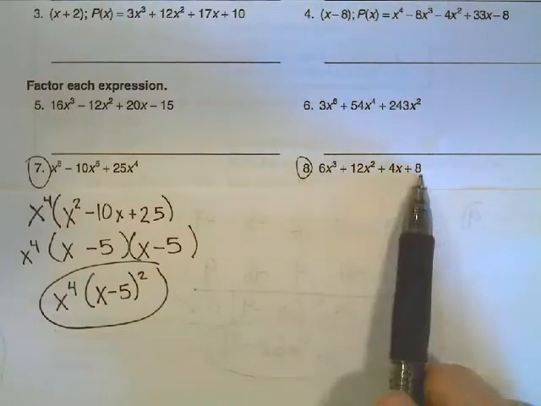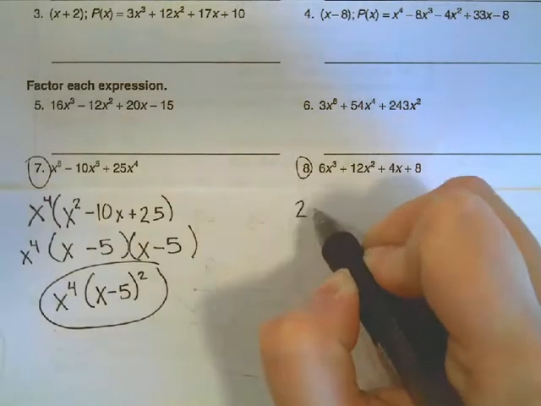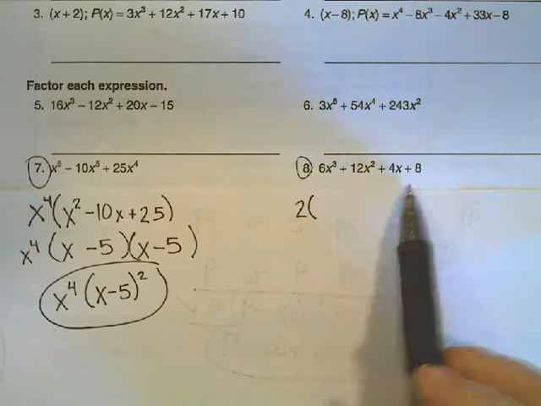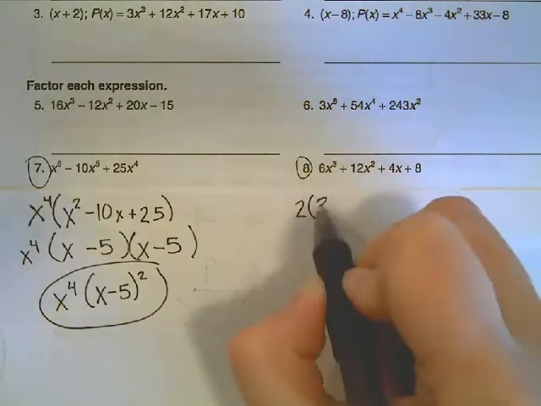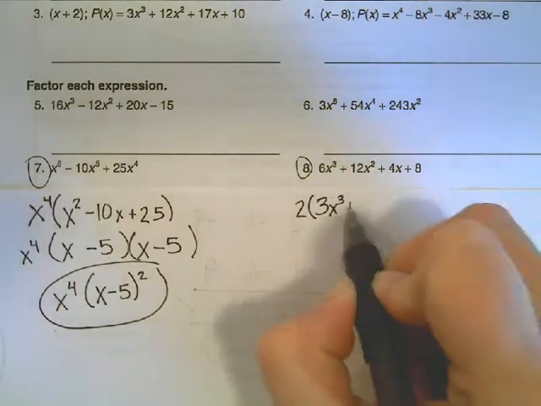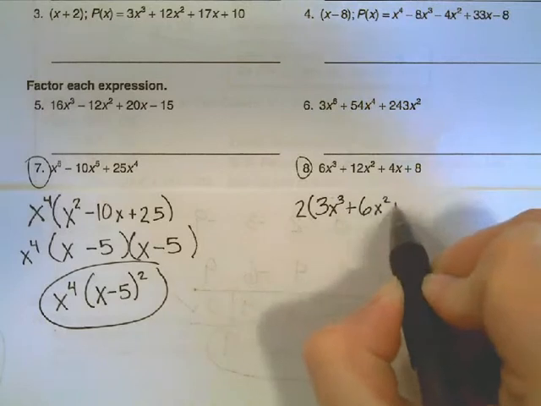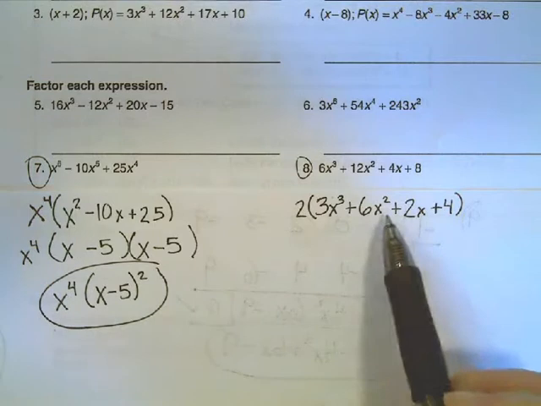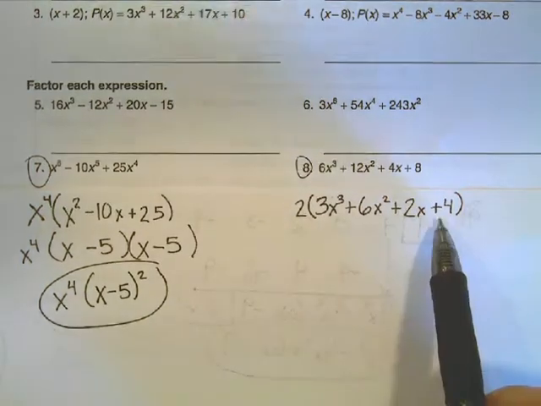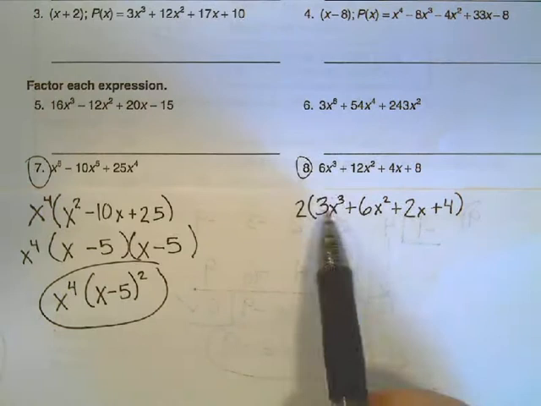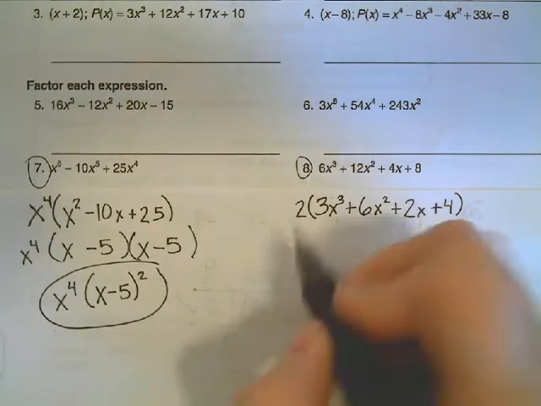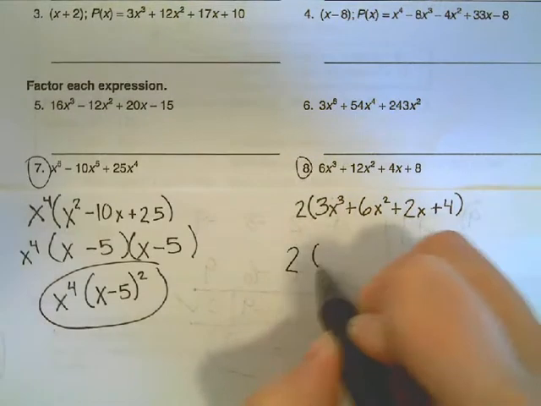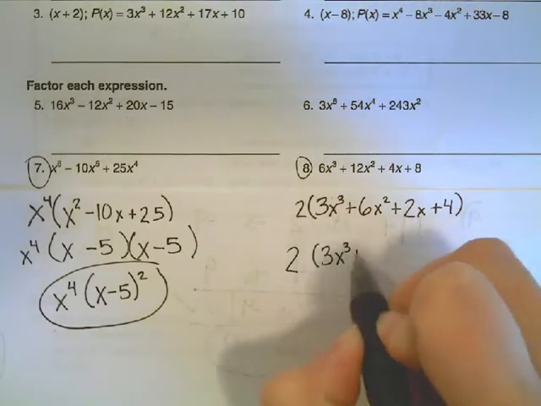Looking at number 8, I look for anything that I can factor out of everything here, and I can factor out a greatest common factor of 2. So I'm going to start by factoring 2 out of every piece, or dividing each term by 2. And I'm left with 3x cubed plus 6x squared plus 2x plus 4.